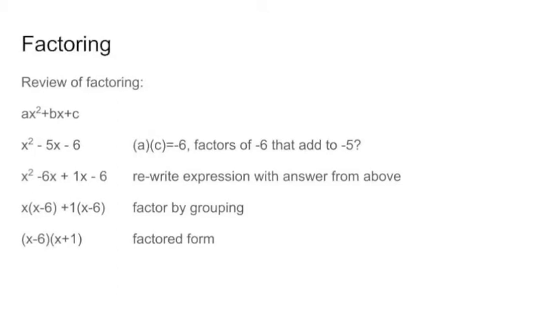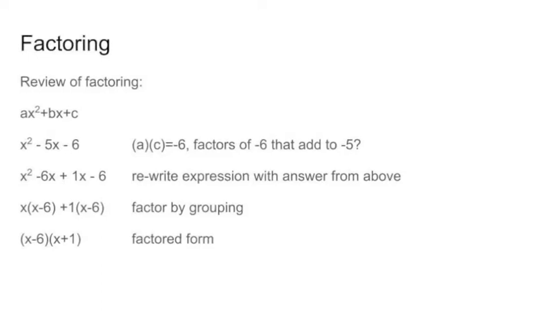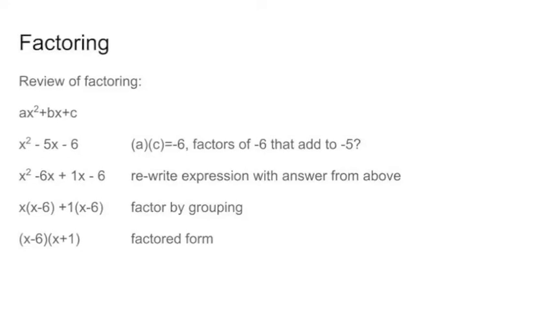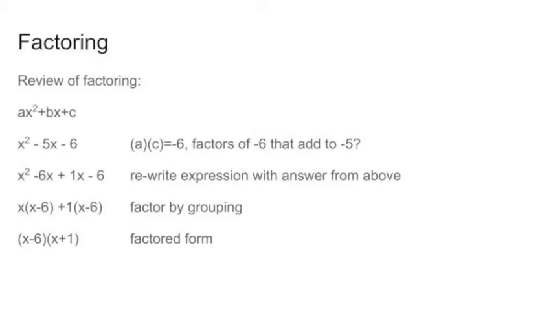Well, let's look at the expression of x squared minus 5x minus 6. A is 1, c is negative 6, so a times c is negative 6. We need to find factors of negative 6 that add to negative 5. I know 3 and 2 add to 5, but negative 3 and negative 2 add to negative 5, but multiply to positive 6. So the factors we have to use are negative 6 and positive 1, or positive 1 and negative 6, doesn't matter.